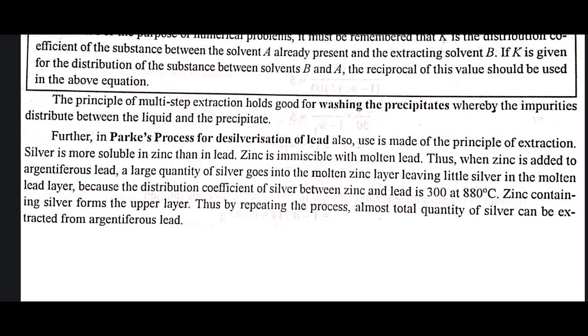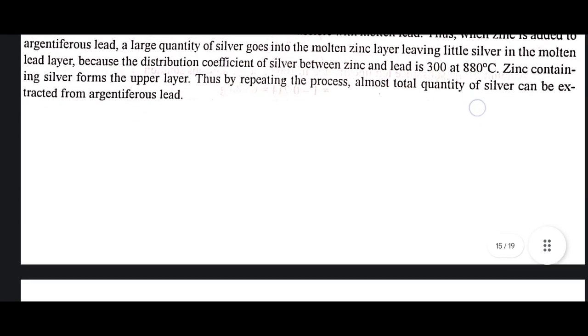Because the distribution coefficient of silver between zinc and lead is 300 at 880 degrees Celsius, zinc containing silver forms the upper layer. Thus, by repeating the process, almost the total quantity of silver can be extracted from argentiferous lead.